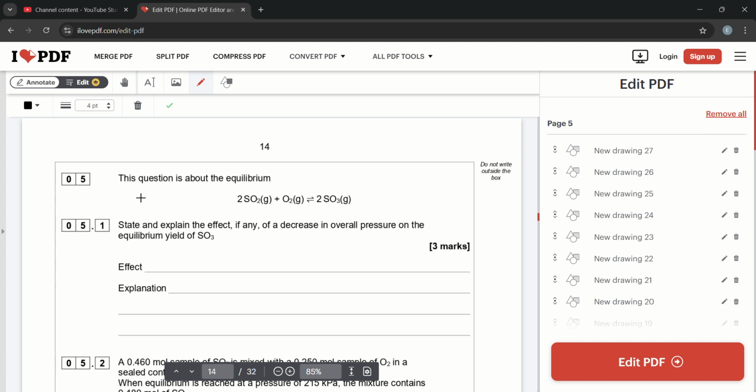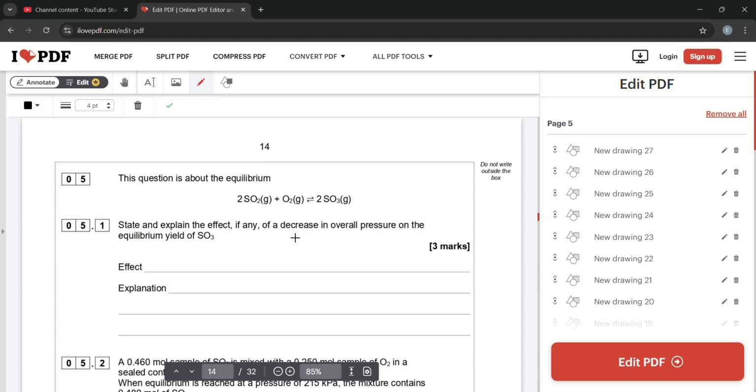Question 5. This question is about equilibrium. Explain the effect, if any, of a decrease in overall pressure on the equilibrium yield of SO3. If you decrease the overall pressure, the equilibrium is going to shift to the side with more moles of gas to oppose the decrease in overall pressure, to increase the overall pressure. It's called Le Chatelier's principle.